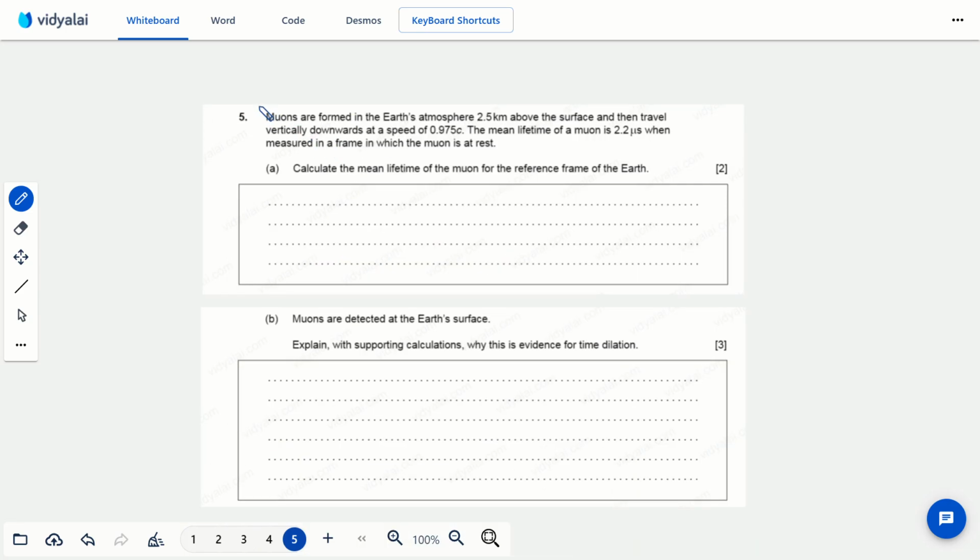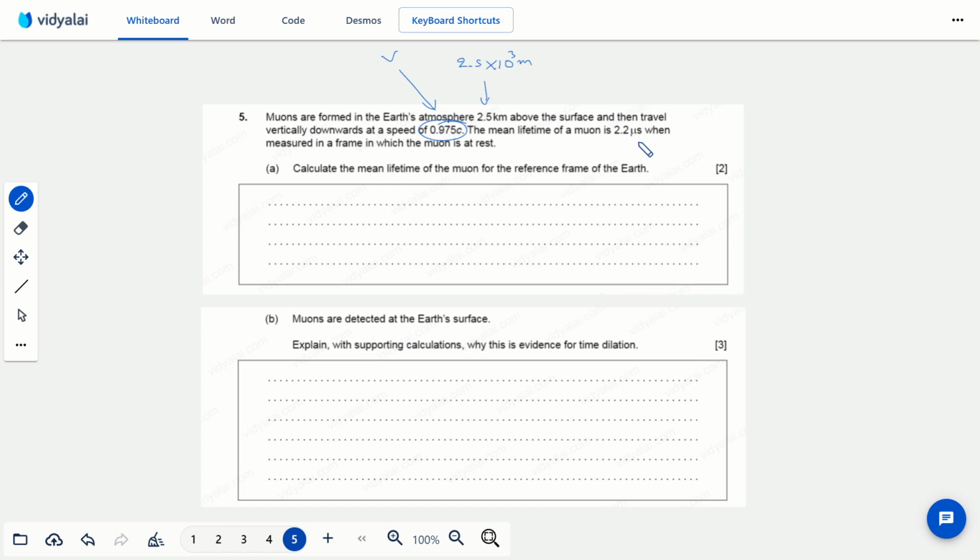Okay, this is our fifth question. So go through this question carefully, taking your time. So let's take a look at all the information that's given here. We have a bunch of muons which are created at this height above the Earth's surface, which is 2.5 kilometers. So I'm going to convert that into meters because we're going to need it somewhere in our calculations, I suppose. And its velocity as it comes down towards the Earth is 0.975 times c, where c is the speed of light. So that's our velocity.